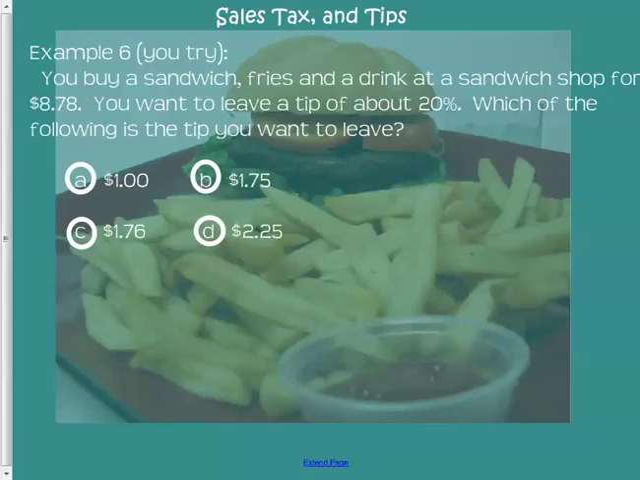All right, you try this one. You're going to buy a sandwich, fries, and a drink at a sandwich shop for $8.78. You want to leave a tip of 20%. Which of the following tips should you leave? Okay, so you're just finding the tip.